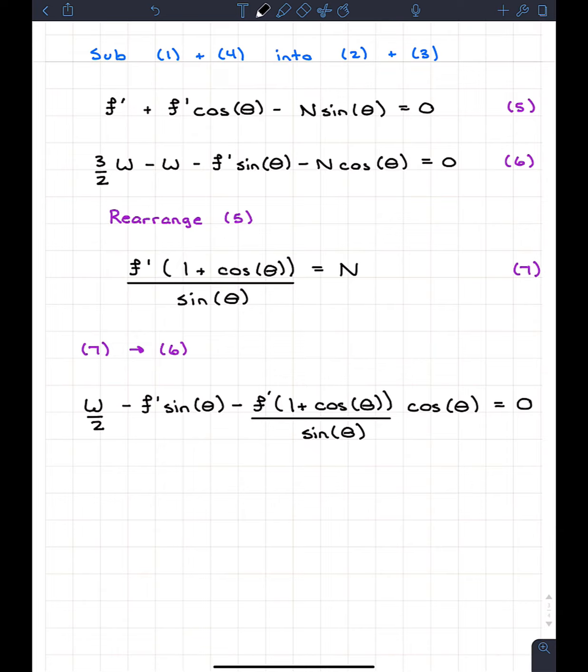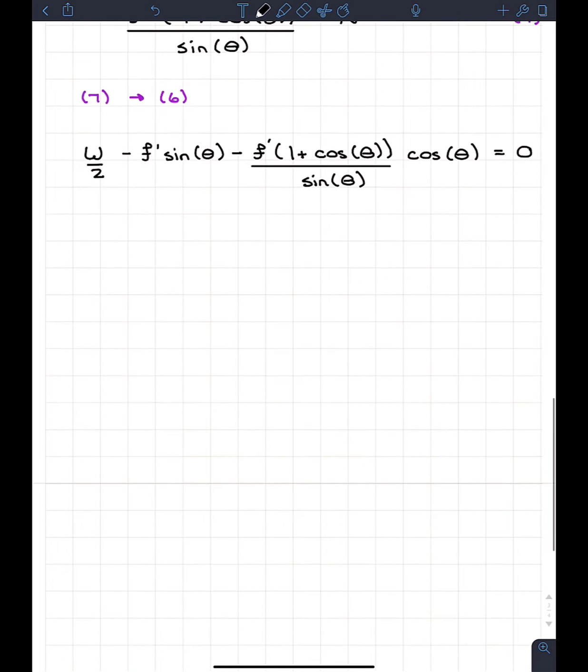So what I'm going to do now is I'm going to move the f's to the other side, because I see I got a lot of minus f, and on the one side I got w over 2, which is already nice and positive. So coming down here, I'm not going to write equation 8 because I'm just going to keep rearranging this. I'm going to get w over 2 is equal to, so I'm going to move f times f prime sine theta to the other side. I'm also going to move the f prime 1 plus cosine theta divided by sine theta.